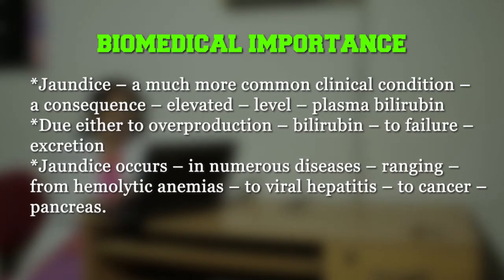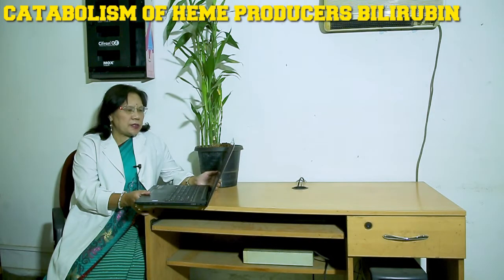Jaundice is very common. So what is jaundice? It is a common clinical condition where there is an increased level of plasma bilirubin due to either overproduction of bilirubin or failure of excretion. Jaundice occurs in numerous diseases, ranging from hemolytic anemias to viral hepatitis to cancer, especially cancer of the head of the pancreas. We'll start with catabolism of heme, which produces bilirubin.